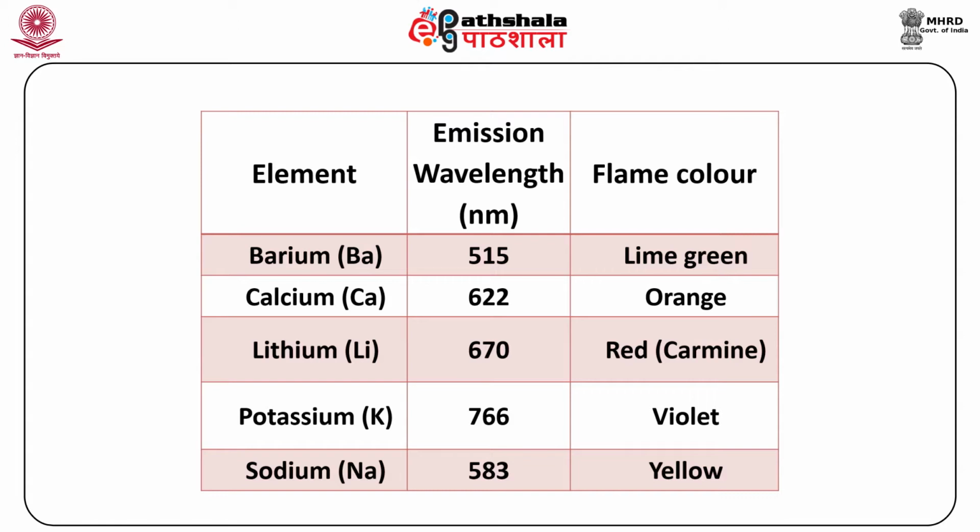For example, for barium, the emission wavelength is 515 nanometers and the flame color is lime green. For calcium, the wavelength is 622 nanometers and the flame color is orange. For lithium, the wavelength is 670 nanometers and the flame color is red carmine. For potassium, the wavelength is 766 nanometers and the flame color is violet. And for sodium, the wavelength is 589 nanometers and the color is yellow.